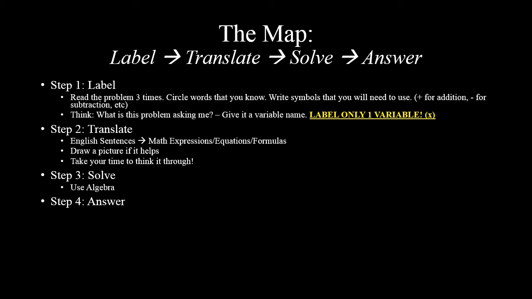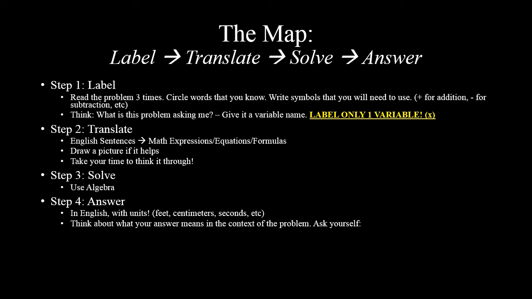Step 4 is when we write our answer, but the most important part of step 4 is going back to the original problem and thinking about how your answer relates in context to that problem. You want to make sure that you answer in English with units. So if this problem is an area problem, for example, and you're talking about the length and width in feet, you want to make sure that your answer uses the units feet.